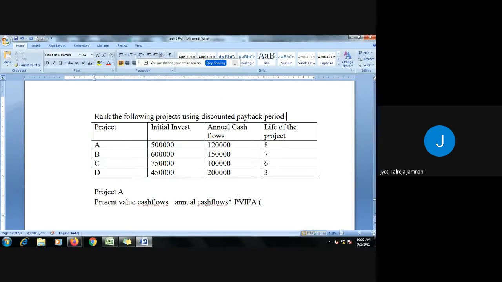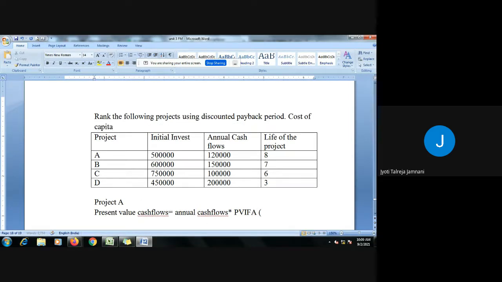So annual cash flows into present value interest factor annuity. Here, we forgot to give the interest rate. So you can write cost of capital is 12%, for 8 years. You can see there project A. Here, for project A, the annual cash flows are 1,20,000 and the life is 8 years.